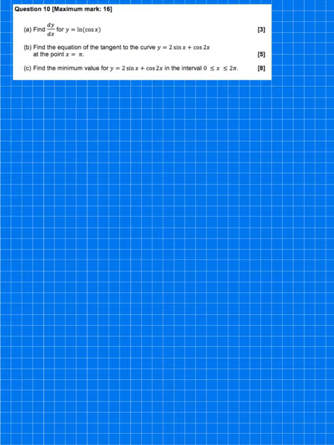Paper 1, question 10. So it just wants you to differentiate ln cos x. So part A, we're given that y equals ln cos x. To differentiate this, we're going to use the chain rule because we've got a function of a function. We've got an ln function, and on the inside we've got cos x.